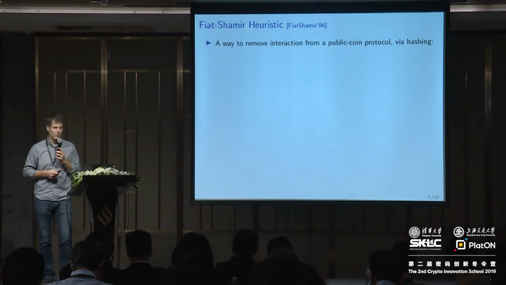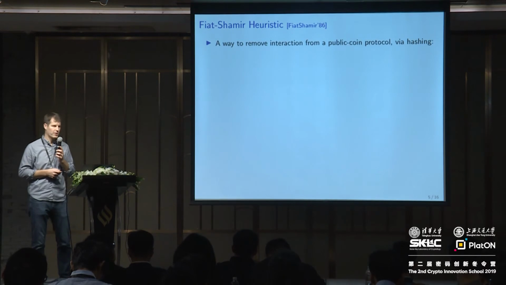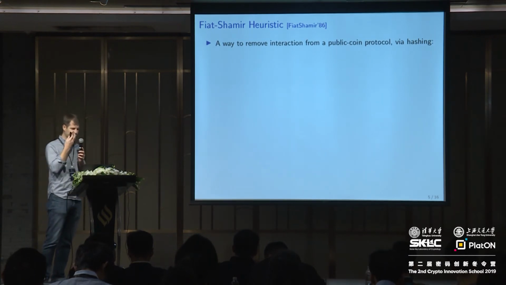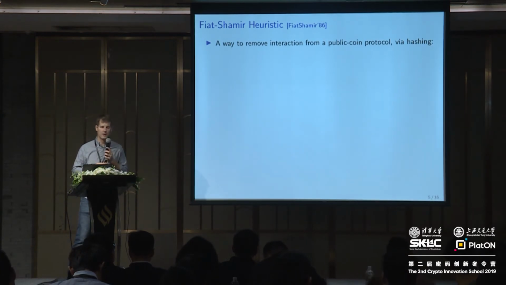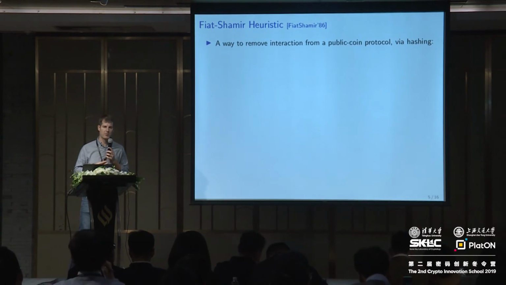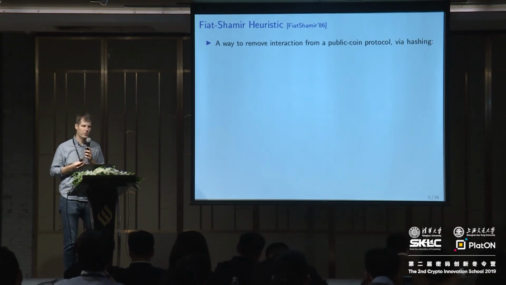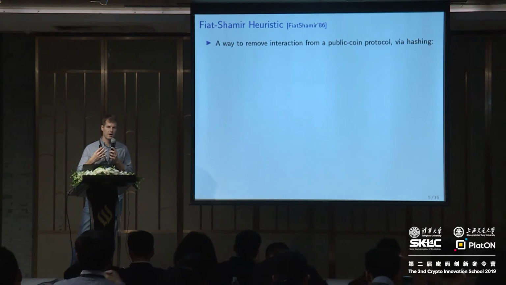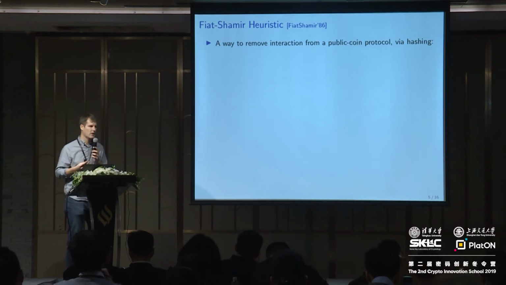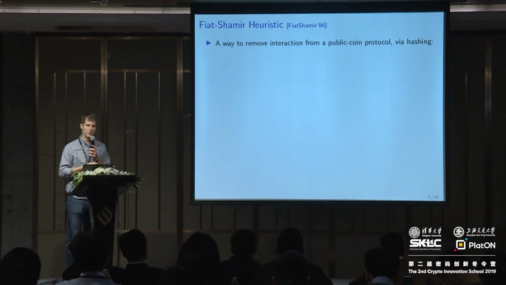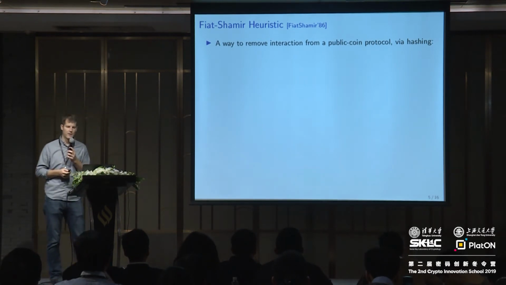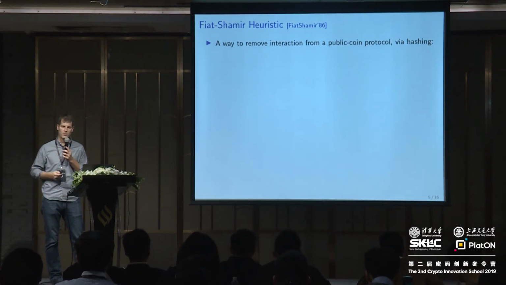And the route that we will follow starts with what's known as the Fiat-Shamir heuristic from 1986. Fiat and Shamir proposed a method for removing interaction from any public coin protocol. A public coin protocol is one where the verifier simply sends uniformly random challenges to the prover. It doesn't have any secret randomness. And all the protocols I've shown you so far are public coin indeed, so the Fiat-Shamir heuristic would apply to them. And the idea is that we will replace these public challenges with hash values instead.